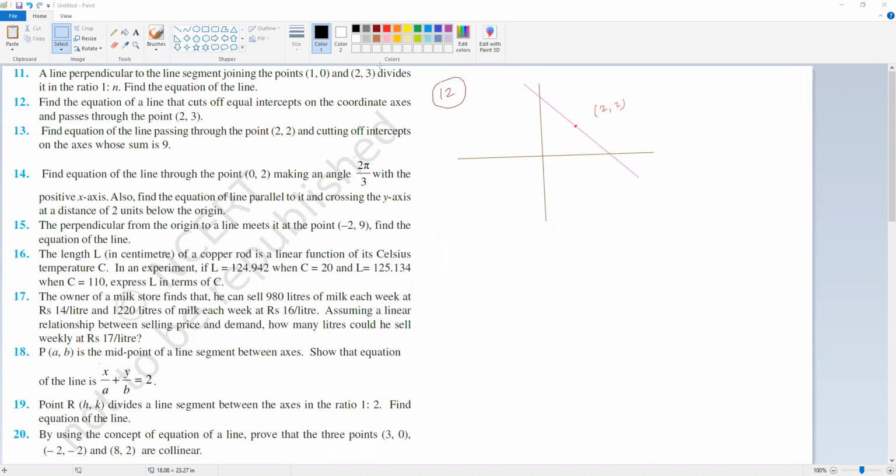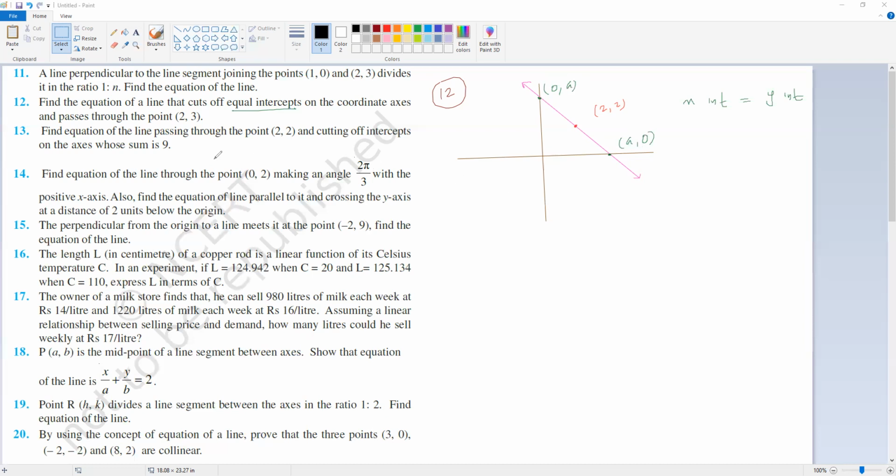This is a line, passing through 2 comma 2, and what they said is the intercepts are the same, equal intercepts. Equal intercepts means x-intercept is equal to y-intercept. That means if this point is, say, a comma 0, then this point is 0 comma a. Both are equal.